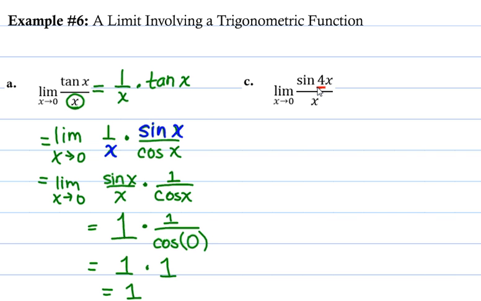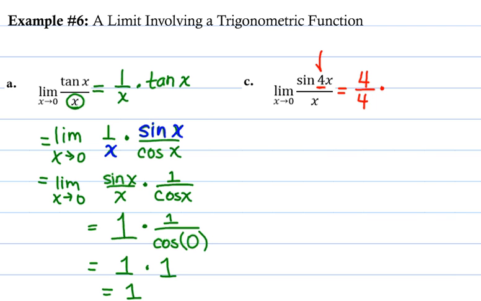Well, in math, we're allowed to multiply by the number 1 because the number 1 doesn't change anything. But in this case, when I multiply by the number 1, it's going to look like 4 divided by 4, because 4 over 4 is 1. And the reason I chose 4 is because of this 4.